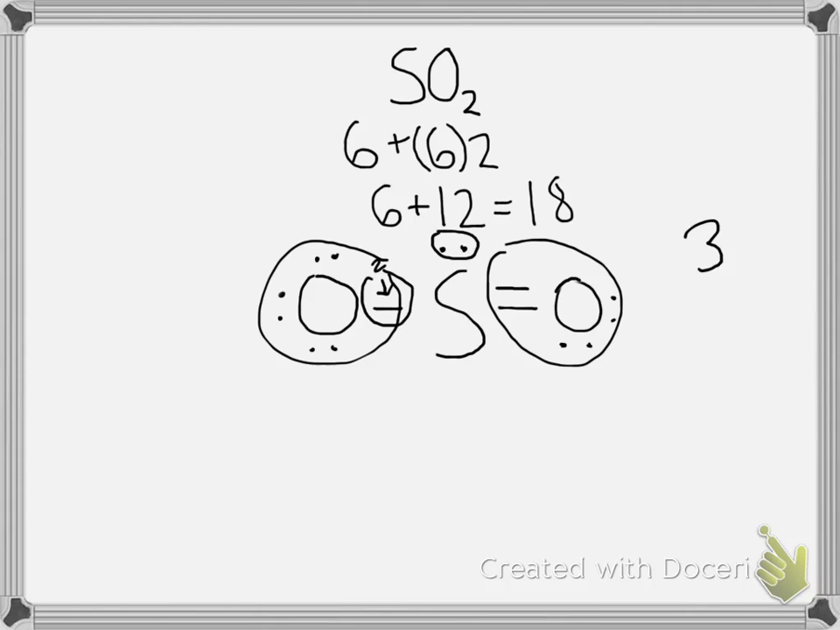The number of bonding electron regions, which are the ones that have bonds, would be 2, because these 2 right here, 1 and 2, are shared. So these two mean that there's a pair of bonding electron regions.